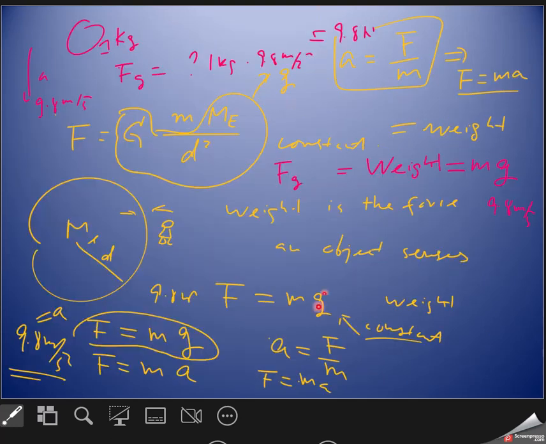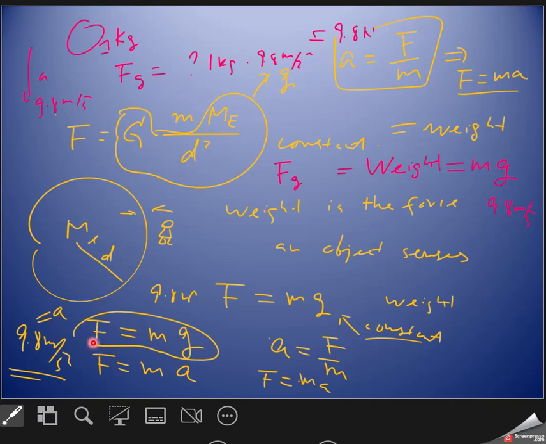Let's see why this g, which is how much gravity force will be sensed by an object, is 9.8 per kilogram. We also know that if you have a free fall object, the object is falling at a rate of 9.8 meters per second squared. So are these two 9.8s the same, or a coincidence? In fact, it is not a coincidence. It's all related to Newton's second law and the gravitational force.